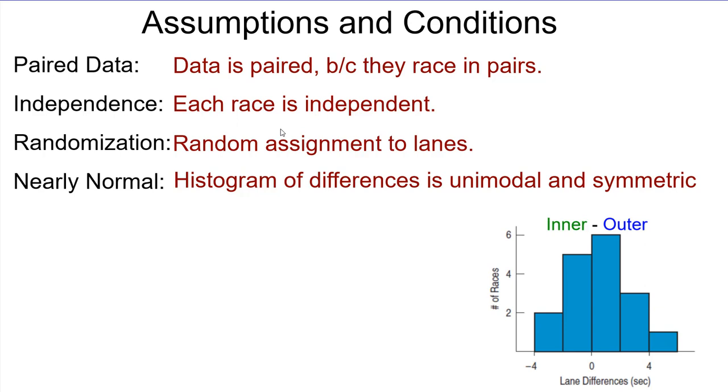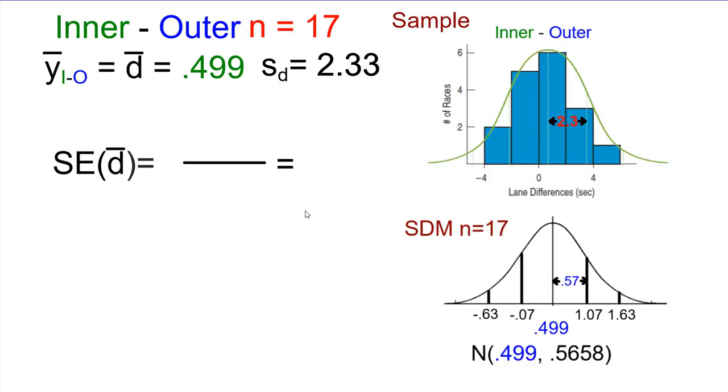Randomization, we have random assignment to lanes, so that randomization makes sure that it's representative and kind of controls for lurking variables and confounding that might come in and mess things up. Also, looking at our histogram from our sample, the differences, it looks like it's unimodal and symmetric, so it's nearly normal, meaning the population of all possible pairs of inner and outer we believe to be unimodal and symmetric. But again, even if it's not, as long as our central limit theorem kicks in, as long as it's a large enough sample, it will be straightened out by the central limit theorem.